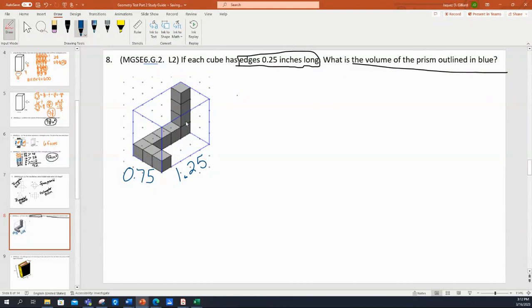All right, and the last one we have one, two, three, four. So obviously, if you have four quarters, you have how much? $1. So that's going to be 1. Now we need to figure out the volume of the prism. Well, to do that, V equals length times width times height. So V equals 0.75 times 1.25 times 1.